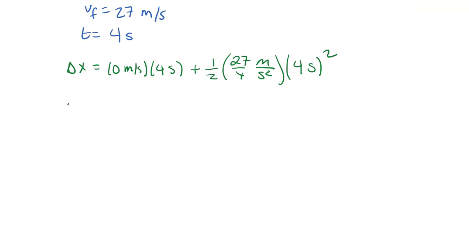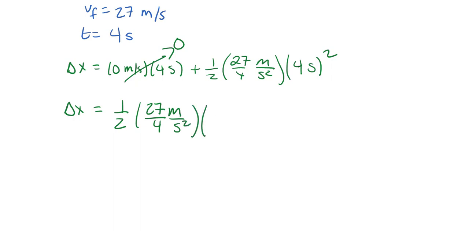So this just becomes 0, because 0 times any number is going to be 0. And then we just have 1/2 times 27 over 4, and then 4 squared is just 16 seconds squared. Now let's get rid of our units here. Then let's go ahead and reduce this a little bit more.